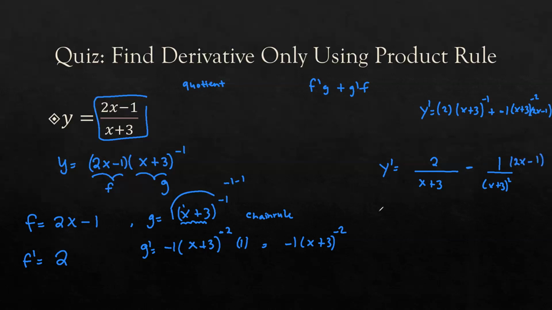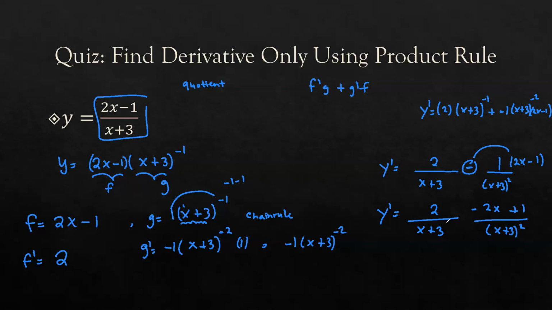Okay, so if you clean that up, 1 times 2x minus 1 is just 2x minus 1, but there is a minus, so you do have to distribute that negative. Hold on, yeah, we should do that first. Now on the bottom, it's x plus 3 squared.